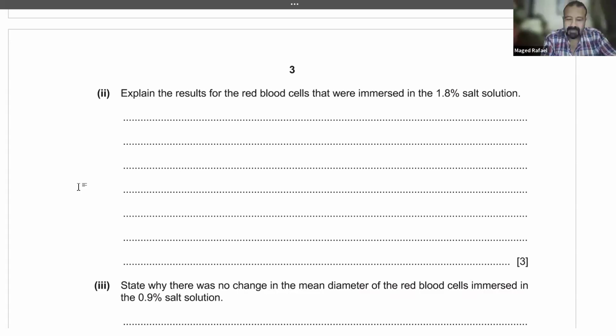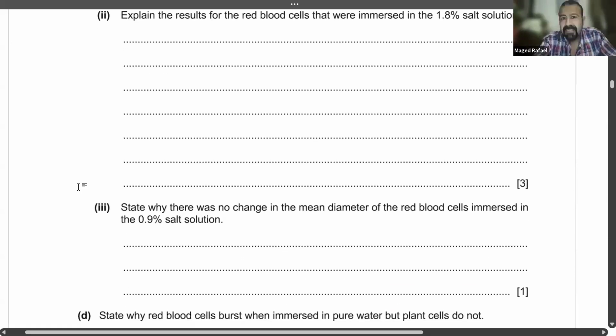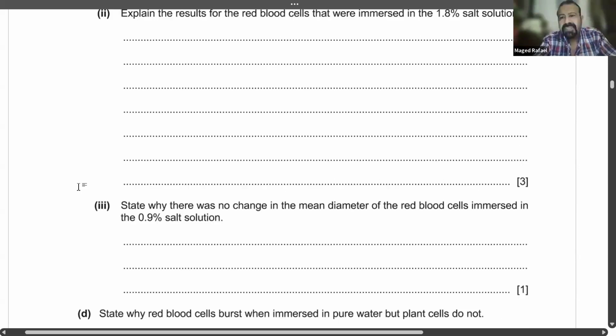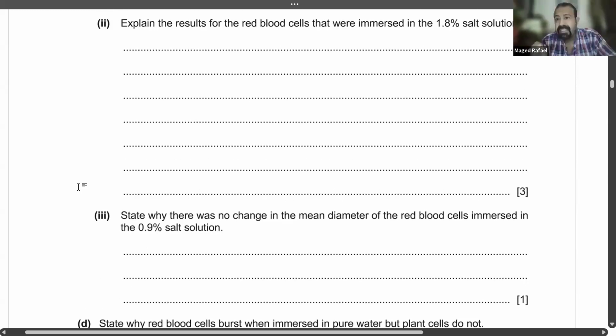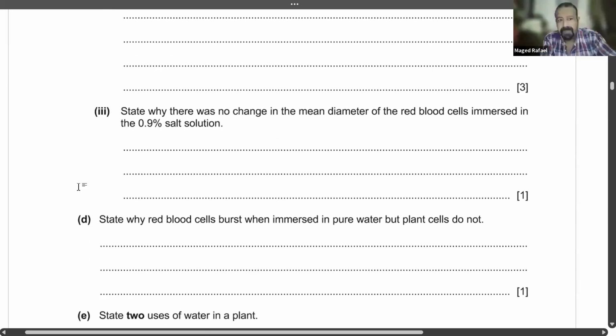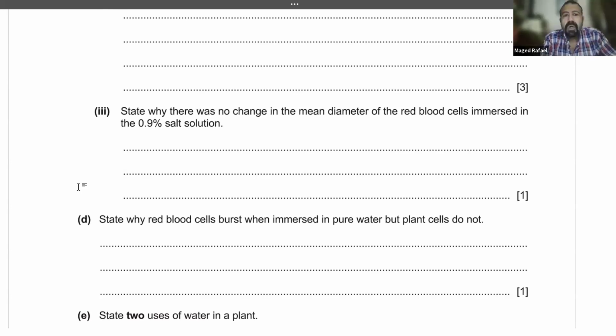So not all of the questions are really complicated, and there is no need to write all of this. What I mentioned is what you will write exactly. Let's go to question III: state why there was no change.